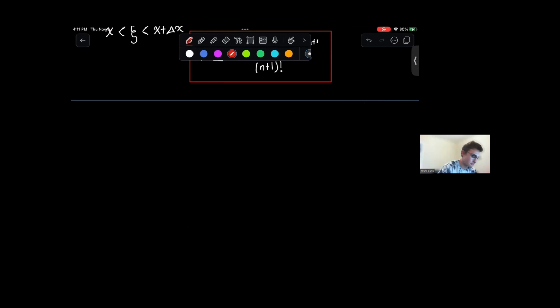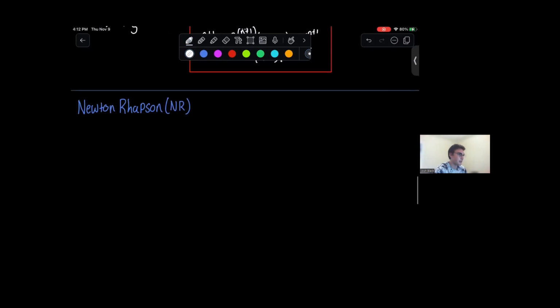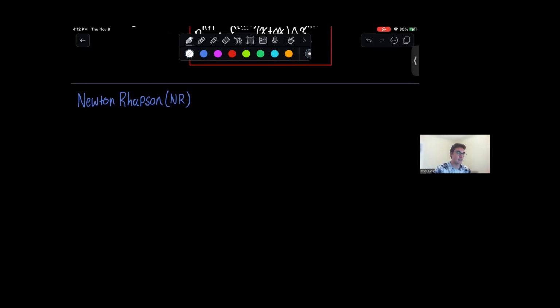Now for the final open method, we're going to be talking about the Newton-Raphson method. Now this one's pretty cool. This one's my favorite method that we're going to be going over in terms of roots and solutions, because it's really easy. It's based off a Taylor polynomial, and it's relatively short.